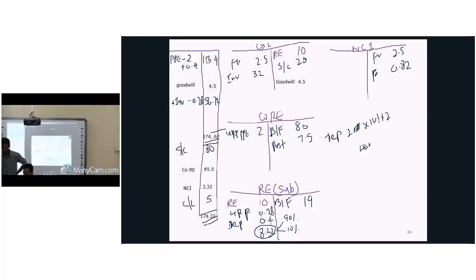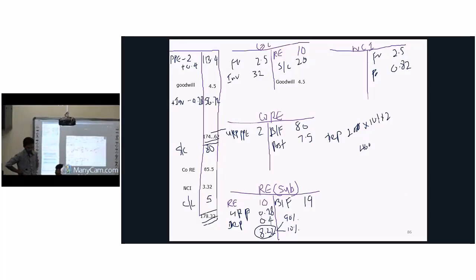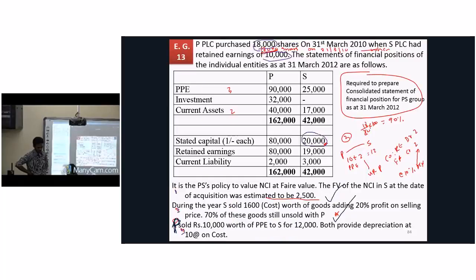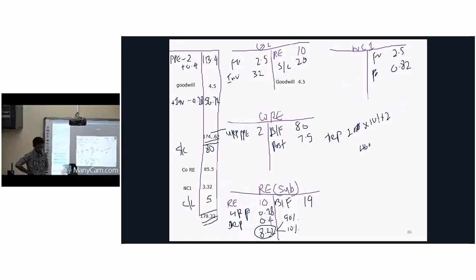Is it PP? Let's see. PP 90 plus 25, 90 plus 25 minus 2 plus 0.4. It's correct.